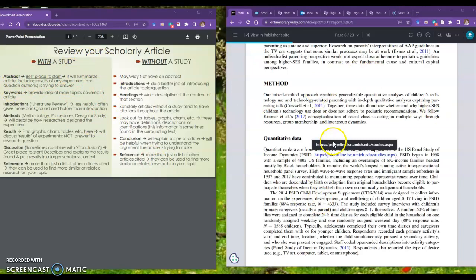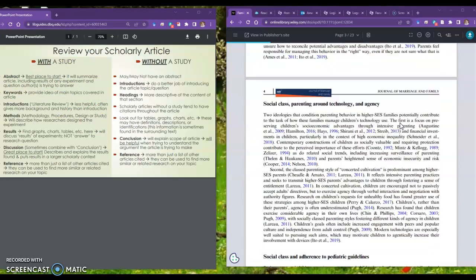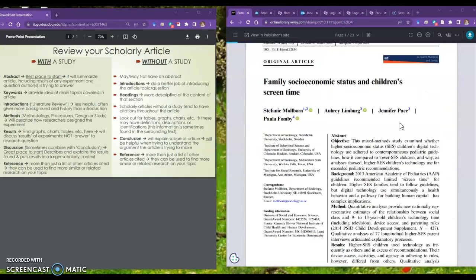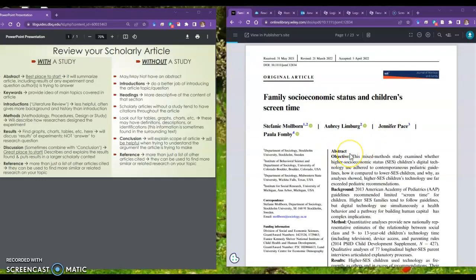Okay, remember the sandwich method is next. What I do is I read the abstract. Remember, that's our top bread. It's the best place to start. It summarizes the article, it includes the results of the experiment, and it gives you the question, what are the authors trying to do?